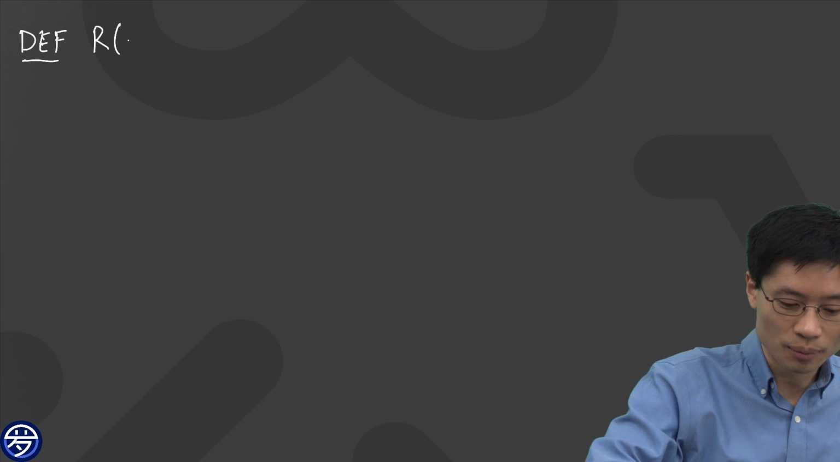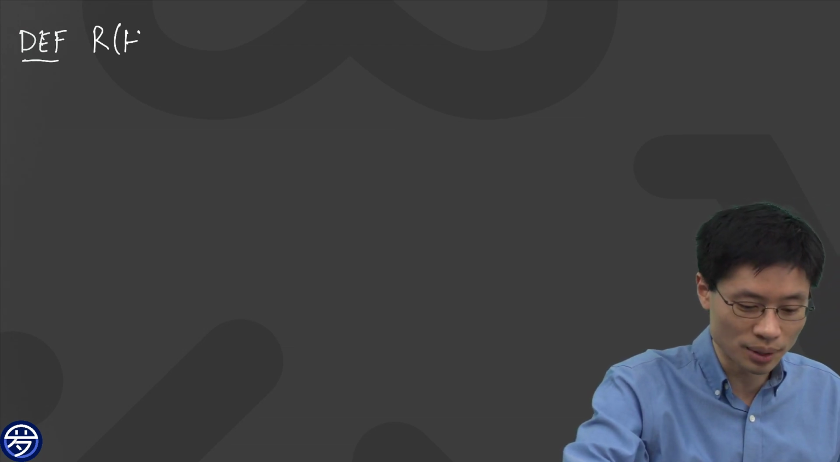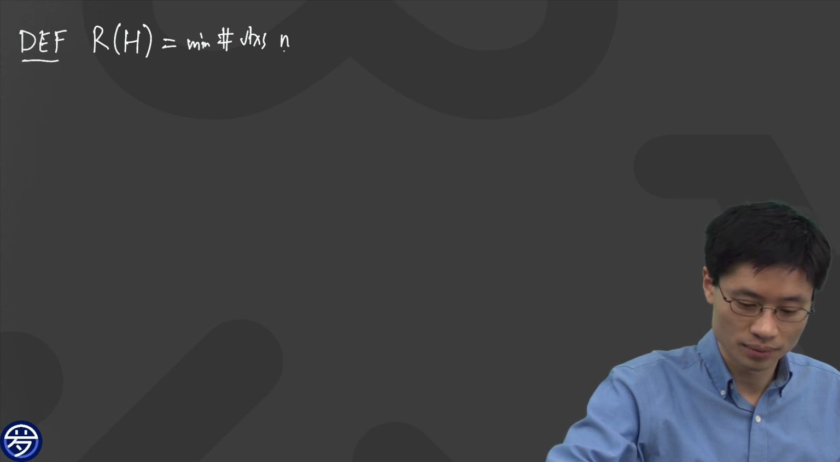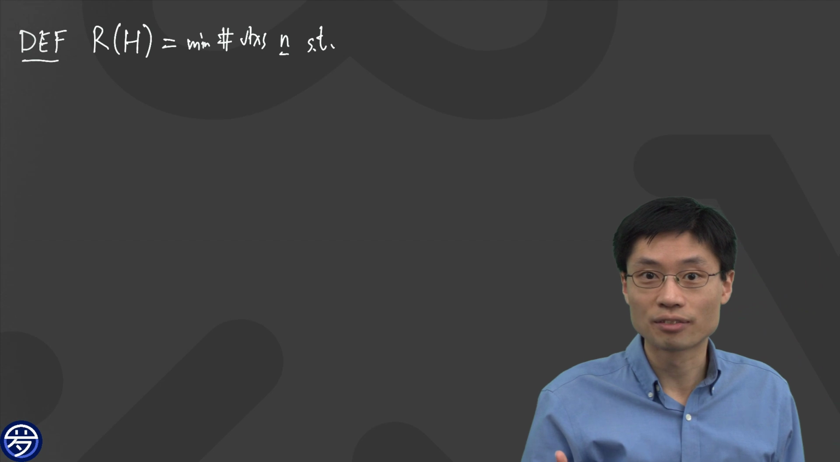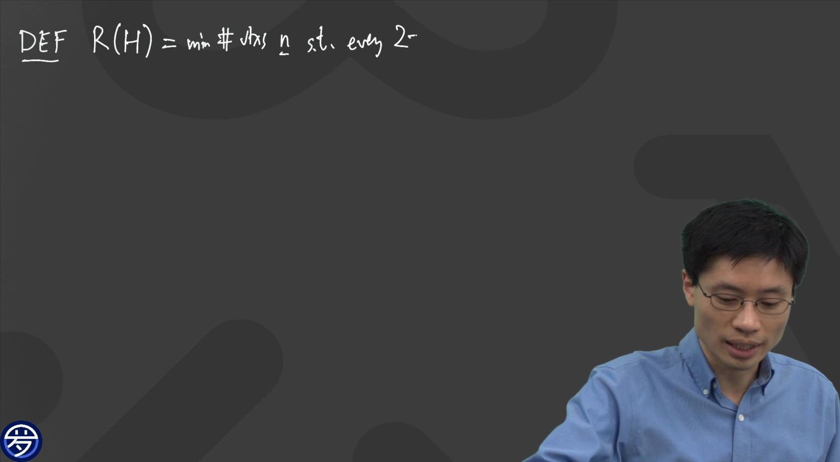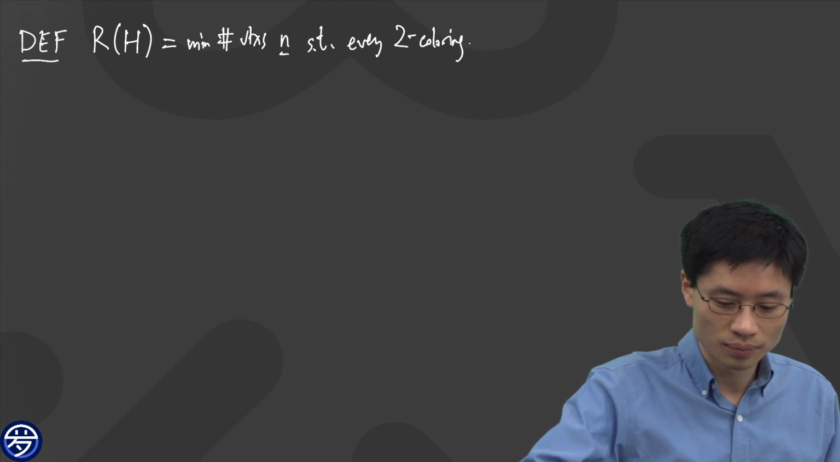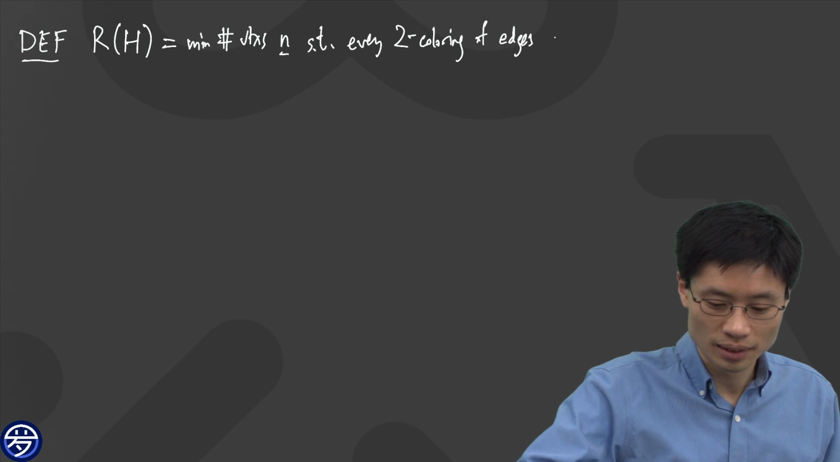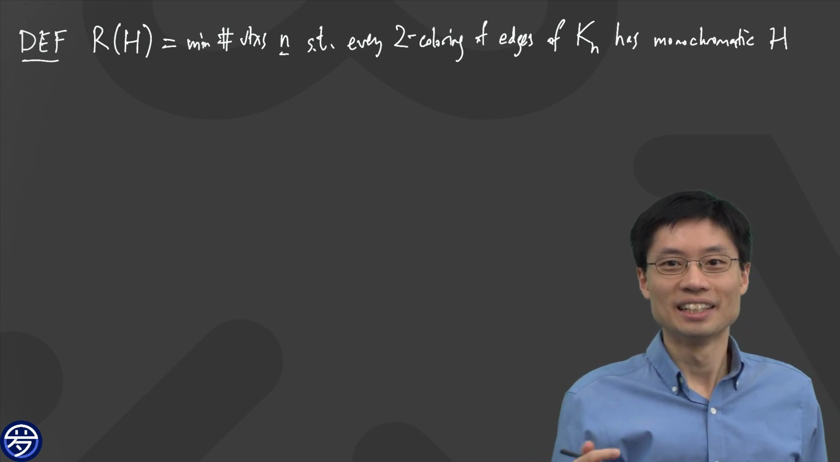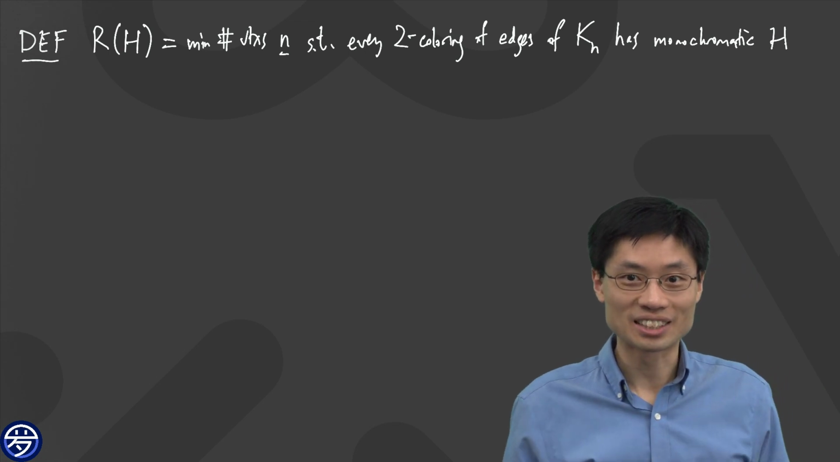The Ramsey number, and we're going to do something about graph Ramsey theory, Ramsey number of H is equal to the minimum number of vertices, n, such that if you have any two coloring of the edges of Kn has a monochromatic H. Okay, and monochromatic here means that every single edge is the same color.